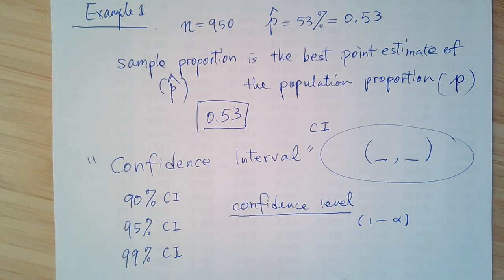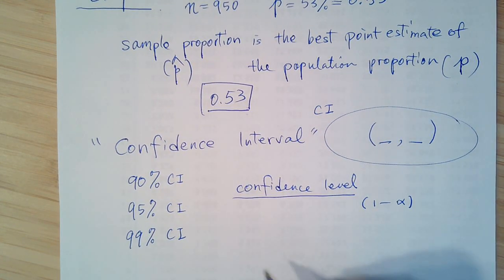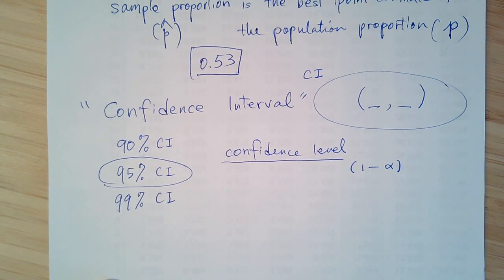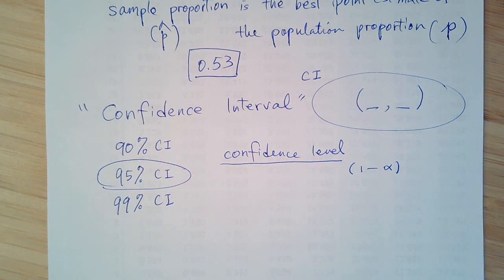All right, now this one, 90%, 95%, 99%, is called the confidence coefficient or degree of confidence. But what are we going to do about that? How do we find that? All right, let me use this as an example. I want to be 95% confident that the population proportion falls between two numbers.